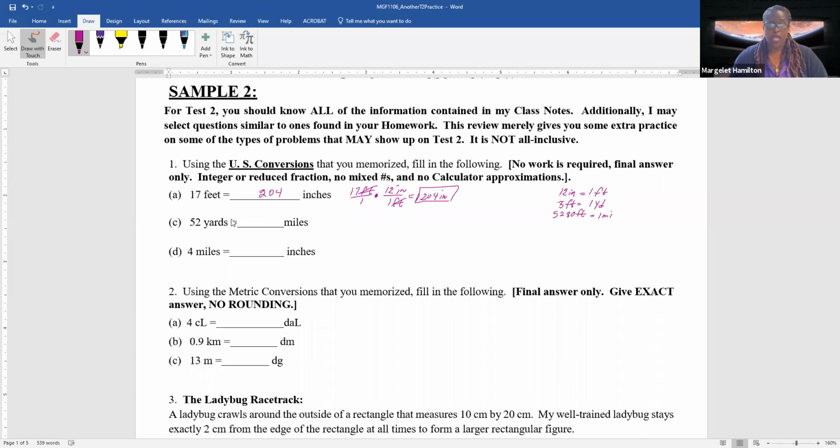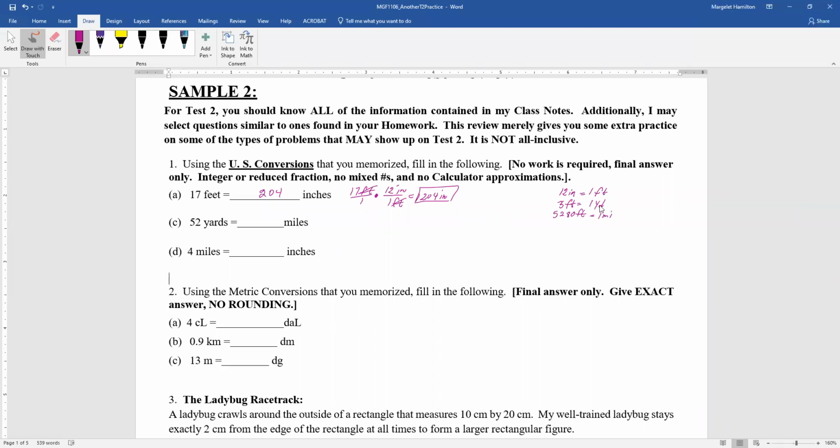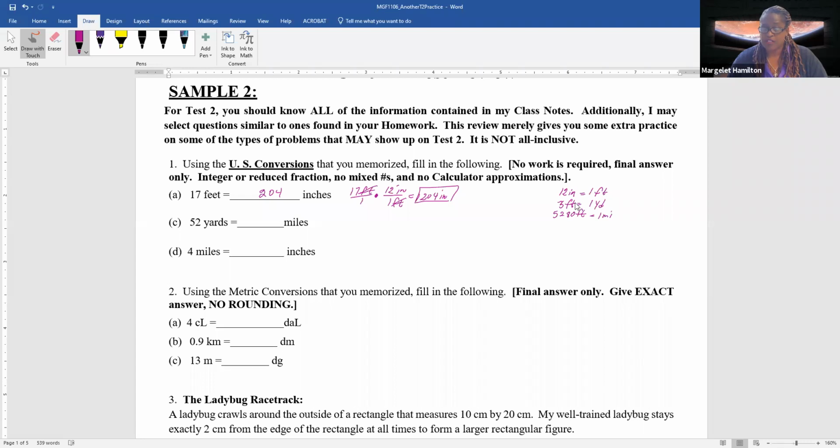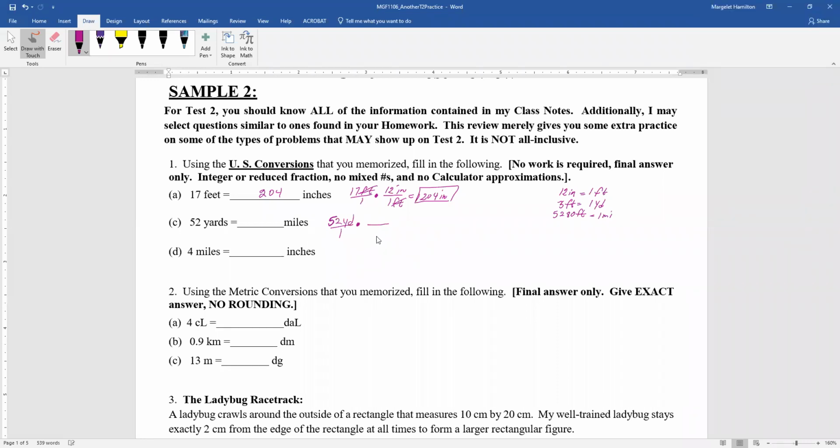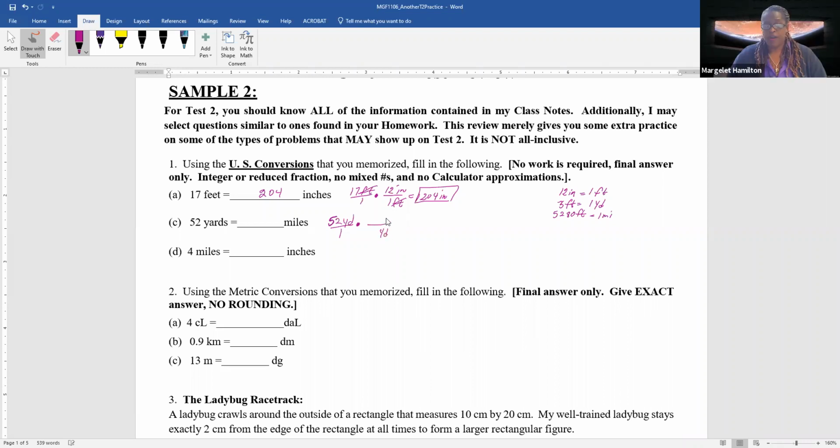Now we have yards to miles. Do we have a direct conversion from yards to miles? No, we don't. But we do have yards to feet, and then from feet to miles. So now we have 2 conversions. Here we go. We have 52 yards. Start there, over 1 times my first conversion. Where do my yards have to go? On the bottom, because they got to cross out. And my feet are going to go to the top because I know I have to go there first. So I have 3 feet to 1 yard.